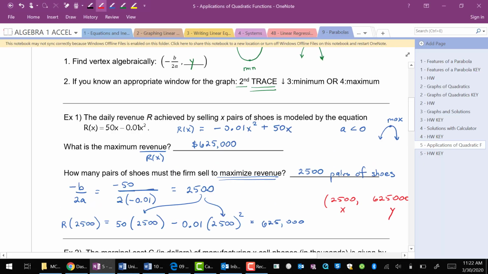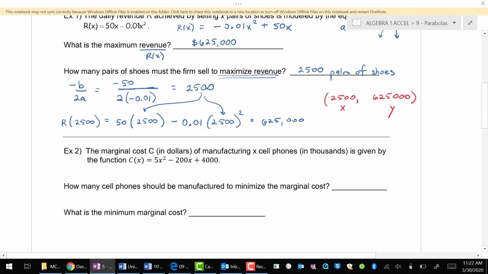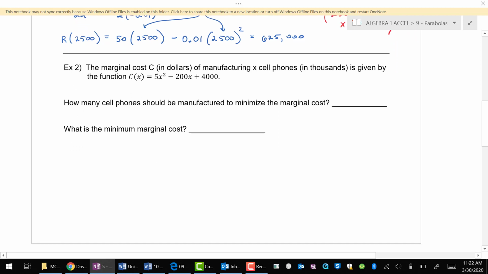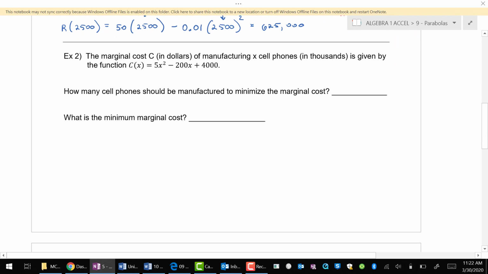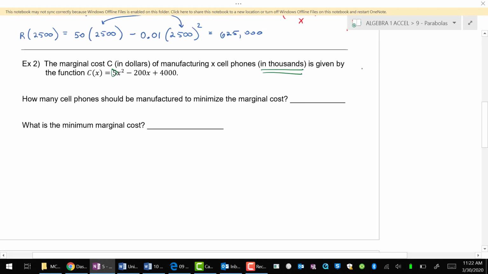So one more example. Here's a quadratic function involving marginal cost of manufacturing cell phones. Notice this, it's in thousands. We'll come back to that later on. And the function there is C of x equals 5x squared minus 200x plus 4,000. The a value is 5. This parabola is going to open up because a is positive, meaning we have a minimum. The vertex will be a minimum in this quadratic function.